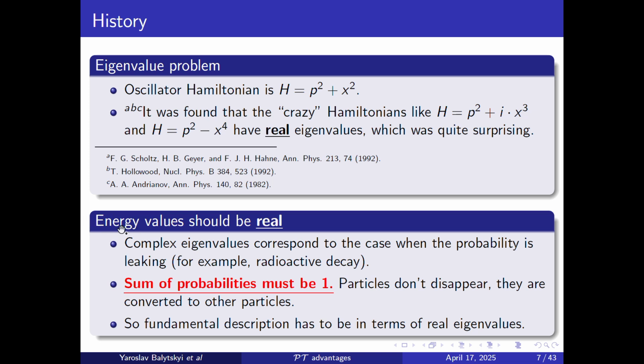And it is important because energy values should be real. Complex eigenvalues correspond to the case when probability is leaking, for example, radioactive decays. Nevertheless, the sum of probabilities must be 1, because particles don't disappear, they just decay to some other particles, and thus the fundamental description must be in terms of real eigenvalues.